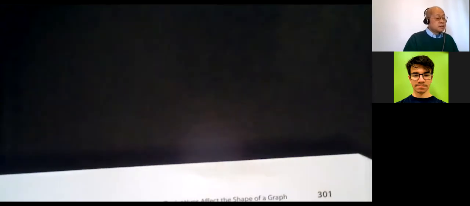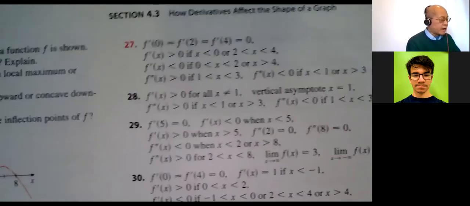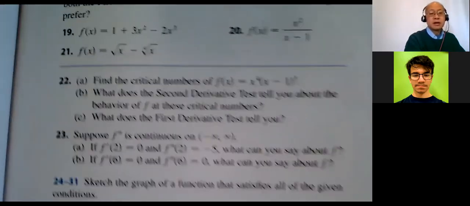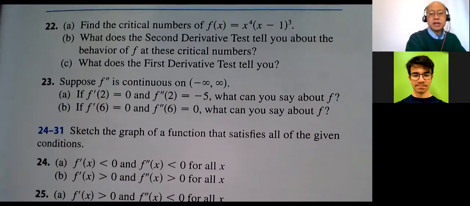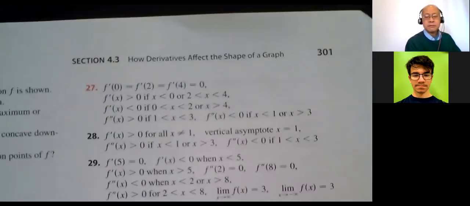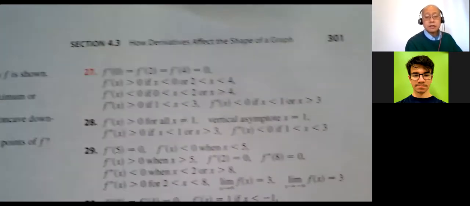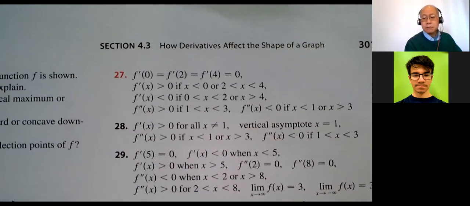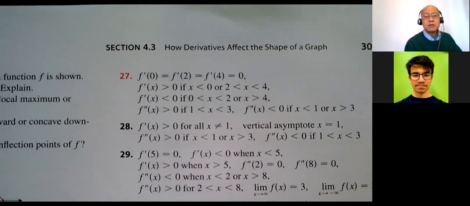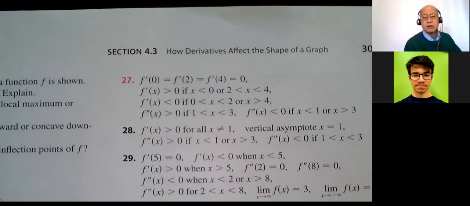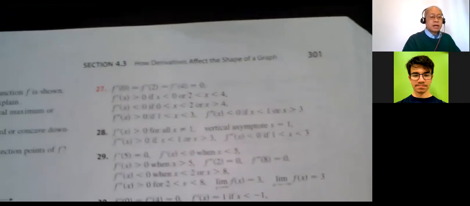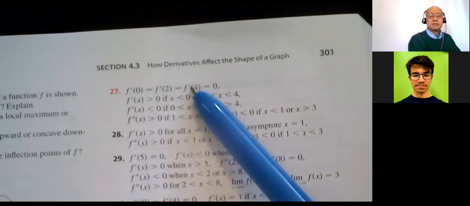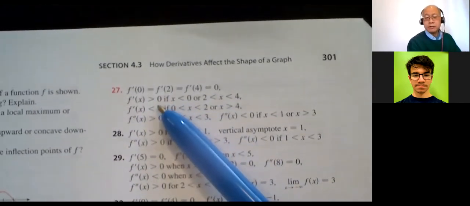Let's see. I want to show you how to do one of these kinds of problems. Make up a graph. Directions: sketch the graph of a function that satisfies all of the given conditions. Top of 301. So all that stuff. F prime of 0 equals F prime of 2 equals F prime of 4 equals 0. Okay, that means you have a horizontal tangent. Horizontal tangent means you might have a maximum, you might have a minimum.